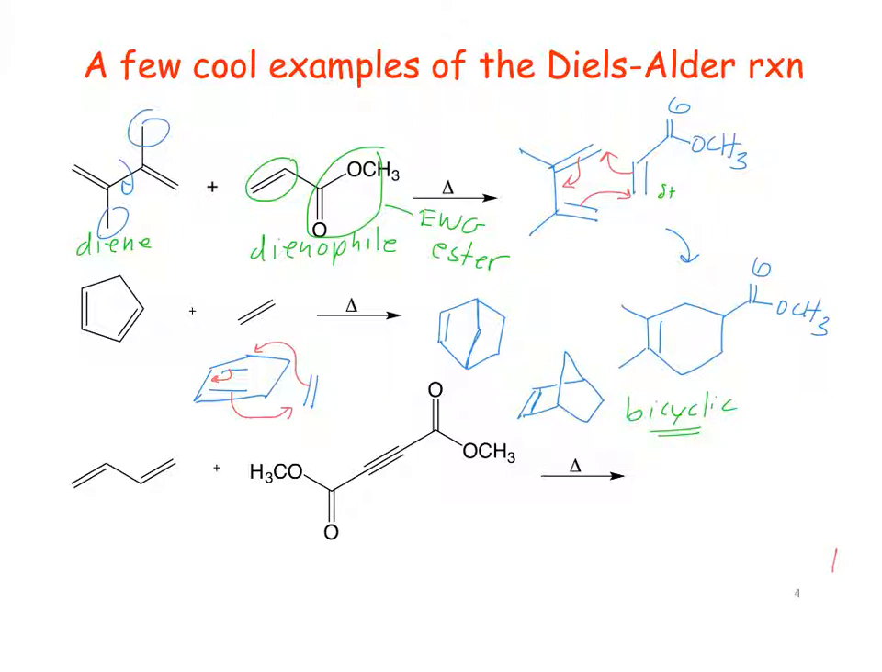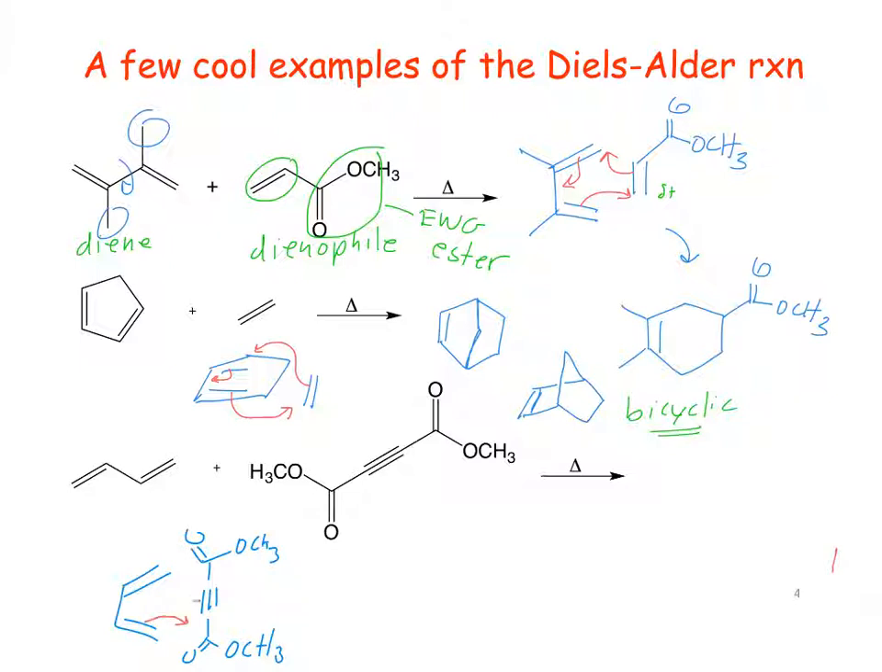Look at this. Here's the diene. It's just 1,3-butadiene, but look at our dienophile. That thing is nasty. It has a triple bond in it now. It has electron withdrawing groups, but the alkyne is going to react just like the alkene, right?